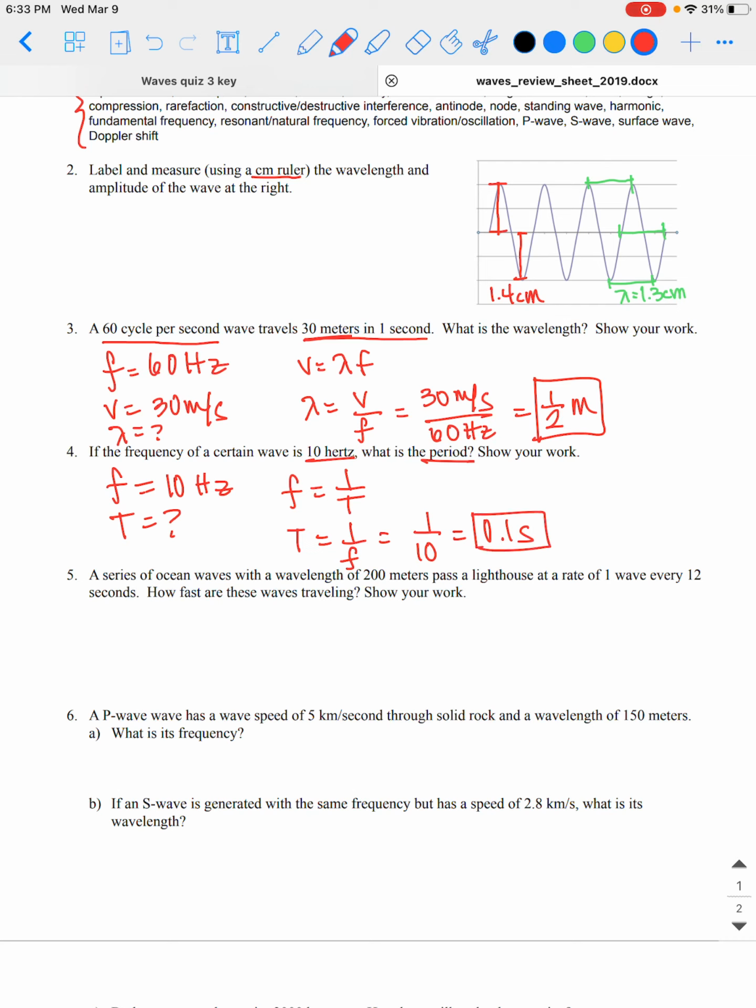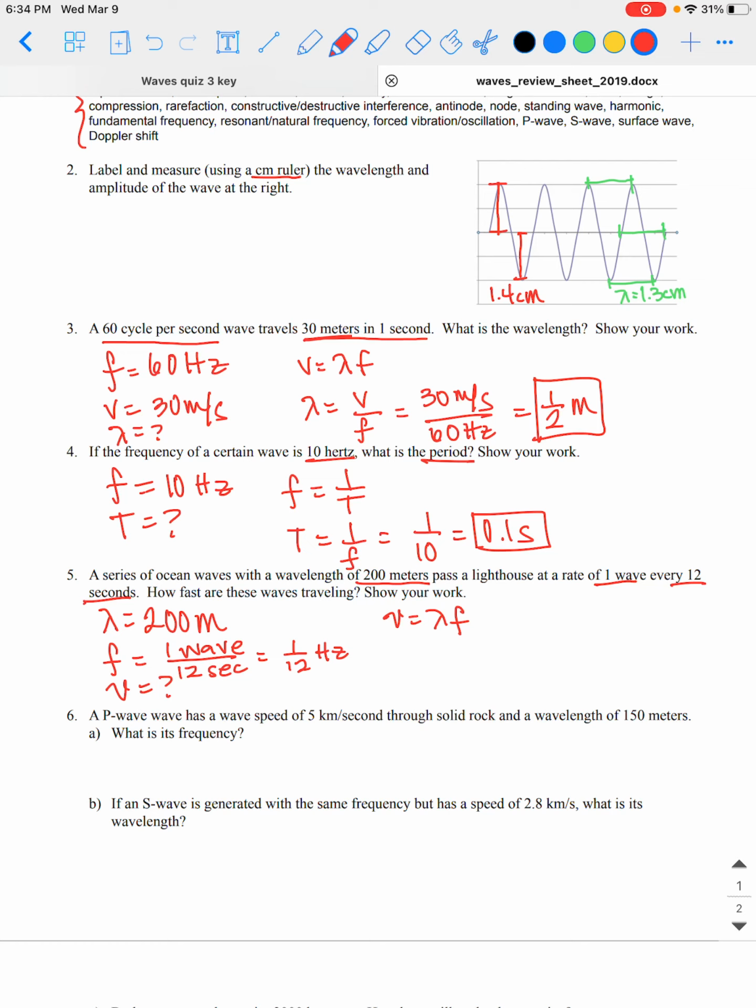A series of ocean waves with a wavelength of 200 meters passes a lighthouse at a rate of 1 wave every 12 seconds. So anytime I see waves over seconds, that's a frequency. So 1 wave over 12 seconds, or 1/12 hertz. How fast are these waves traveling? We're looking for velocity. Again, it's our velocity equals lambda times frequency equation.